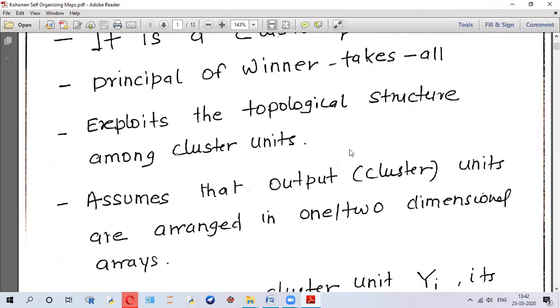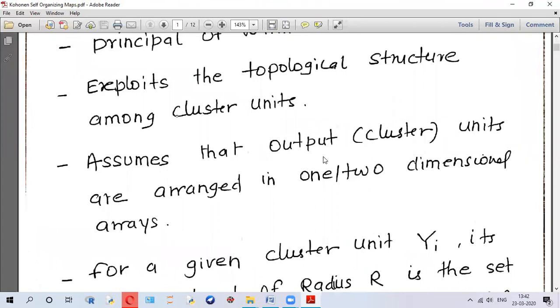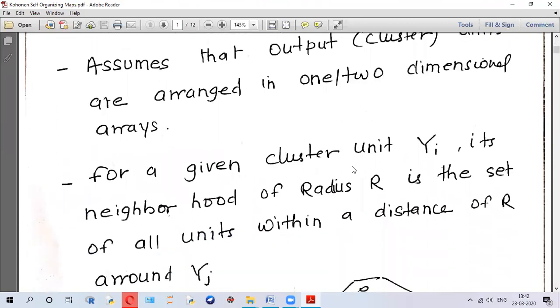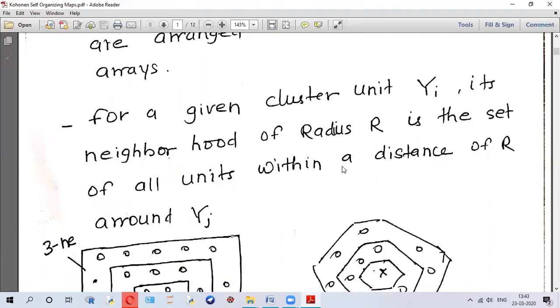So let us assume that the output units are organized into one or two dimensional arrays. That is what the topological structure means. All the clusters would be organized in either one dimensional or two dimensional arrays. Now for a given cluster unit, say yi, its neighborhood would be defined in terms of a radius r, which is the set of all the units which come within the range of r. This radius r has to be defined separately for each and every problem.